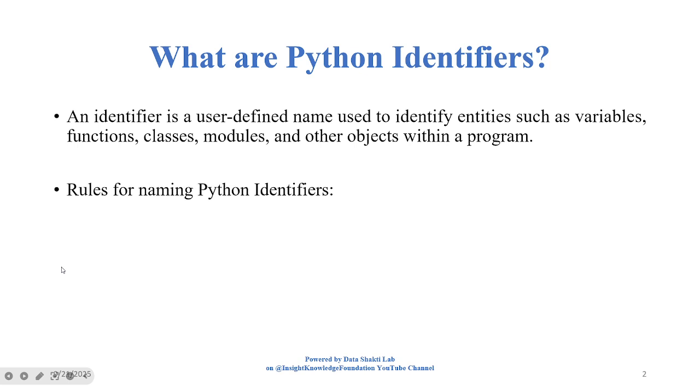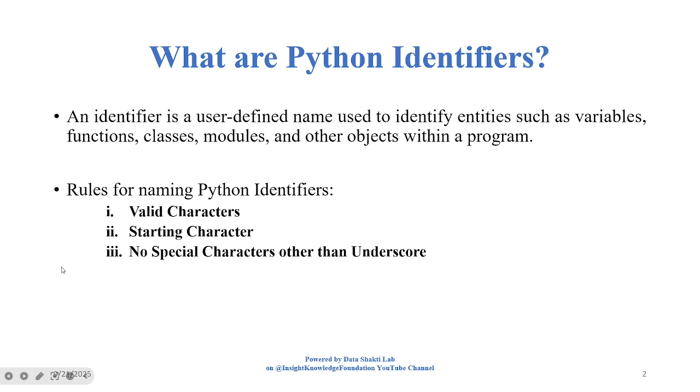Alright, so the first rule is valid characters. It means the name of an identifier should consist of uppercase, lowercase, digits, and underscore only. The next rule is starting character. It states that the identifier name must start with an alphabet or underscore and not with a digit.